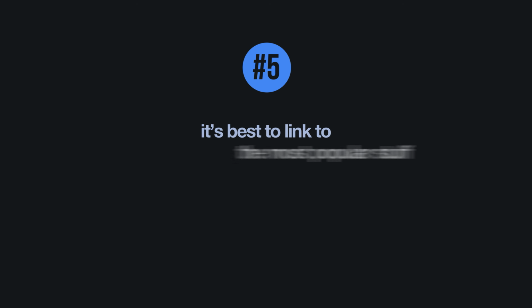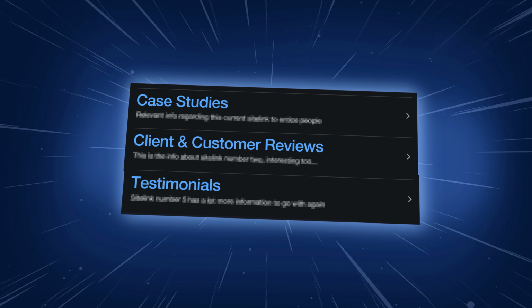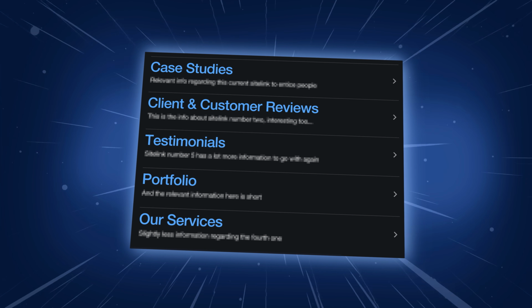5, it's best to link to the most popular stuff on your website typically. If you take a look at Google Analytics and people are consistently going to those locations, those things are likely to be your case studies, your reviews, your testimonials, your portfolio, depending on your business, your service pages. That's often what you want to site link to. Just if you're feeling a little bit lost, what should I do? Take a look at your analytics. Where do people typically navigate to on your website? Include site links for those.